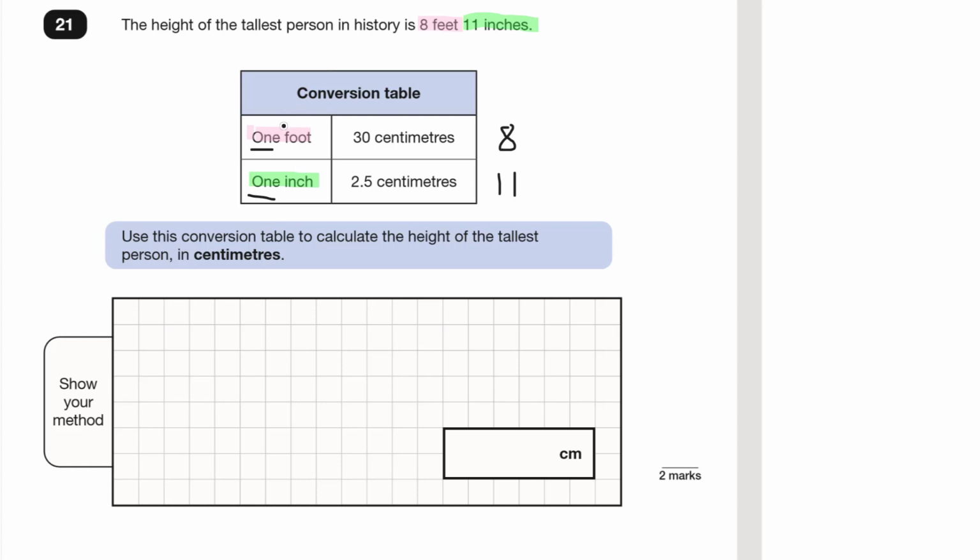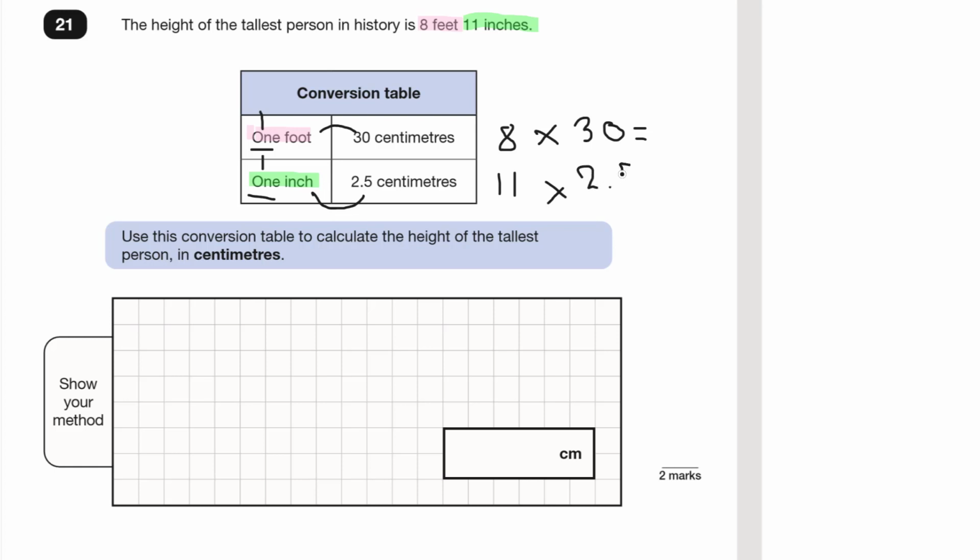That's very important because if 1 is 30, we think about what we multiply 1 by to get to 30. We're multiplying it by 30, so we're going to multiply 8 by 30 as well. 1 times 30 makes 30 centimetres, and 8 times 30 is going to give us our centimetres. And then here, 1 times what makes 2.5? 1 times 2.5 makes 2.5. So that's our scale factor.